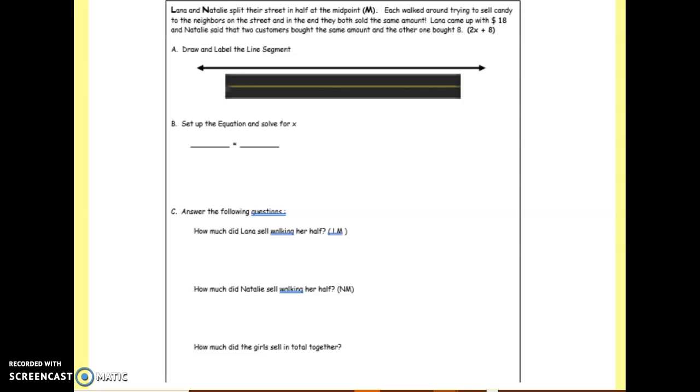All right, so it says Lana and Natalie split their street in half at the midpoint of M. I would first take a look at just this information. It says M is in the middle, and we have Lana, and that's an L, and Natalie. Each walked around trying to sell candy to the neighbors on the street, and in the end, they both sold the same amount.